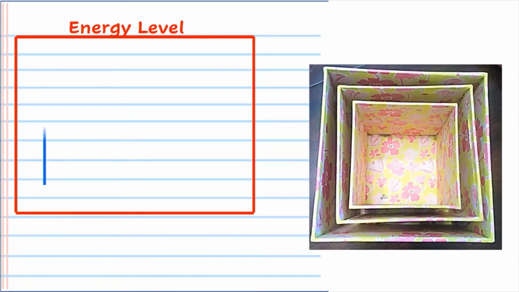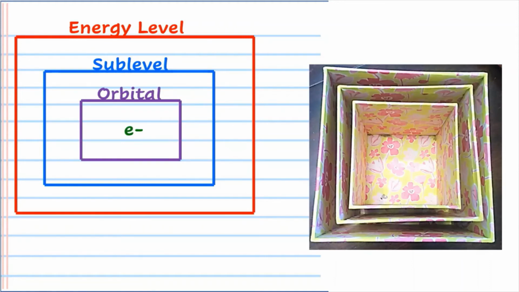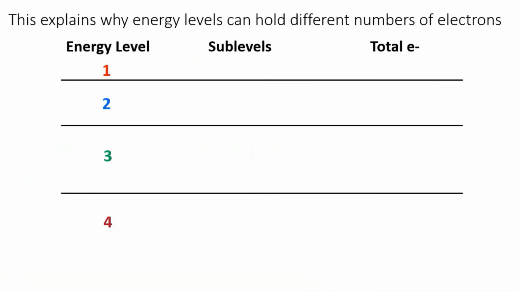So if we think about the energy levels as being the biggest box, and then inside our energy level, there's going to be sublevels. And then inside those sublevels, we have orbitals. And then inside the orbital is where we're going to find the electron. So we can use this information about how many sublevels are in an energy level and how many electrons fit in a sublevel to figure out how many electrons can actually fit in each of the energy levels.